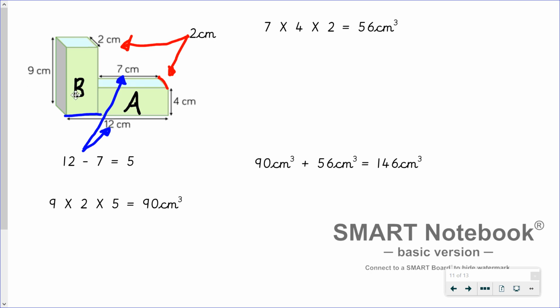Then B, we have a height of 9, we have a width of 2, but we don't know the length. Now the whole length of this side is 12. The length of this cuboid was 7. So this 7 and this chunk add to make 12. So by taking 7 away from 12, I'm left with this little blue chunk that I want, the length. 12 take 7 is 5. So then I do 9 times 2, which is 18. And then times that by 5 to give me 90. And then I add my 2 volumes of the cuboids together. 90 add 56 is 146 centimeters cubed.